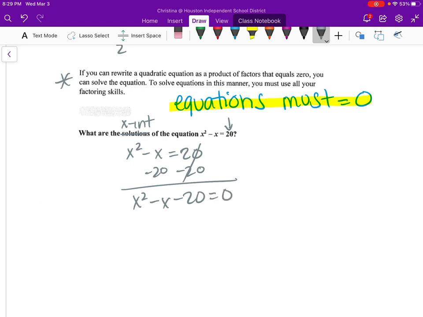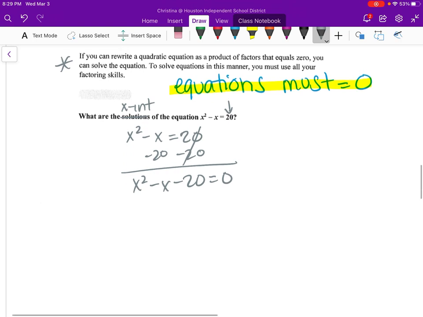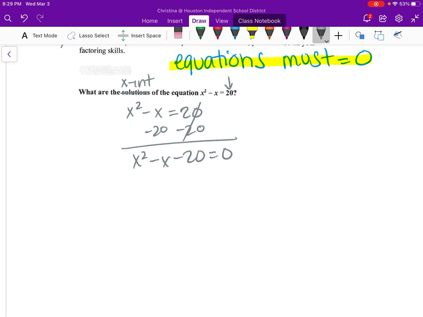Okay, now that this is equal to 0, I'm going to use my factoring skills to solve. Okay, well my leading coefficient, or my a value in this case, is 1. My b value is -1, and c is -20. I'm going to make a little x based on my factoring skills, and I'm going to factor. I need two numbers that multiply to -20 and add up to -1.